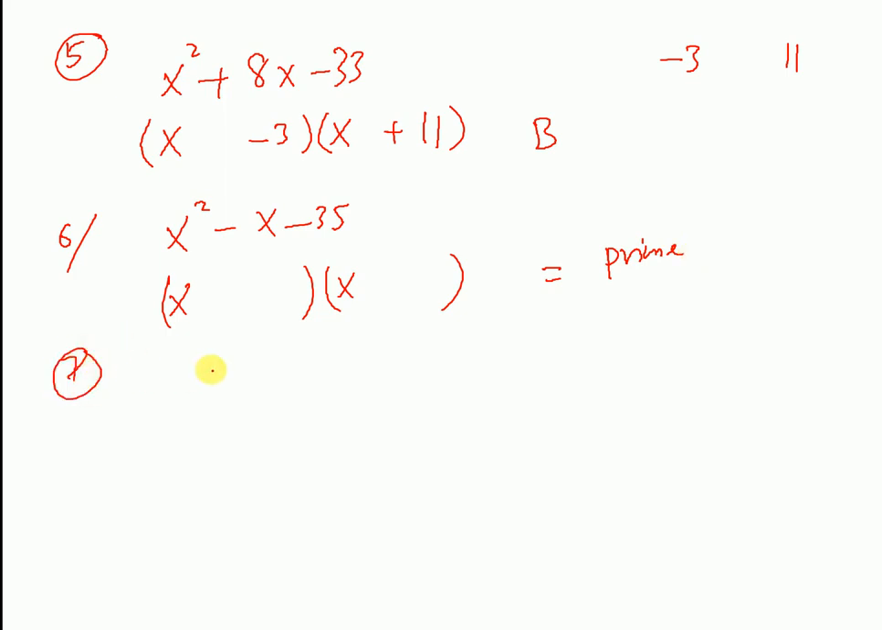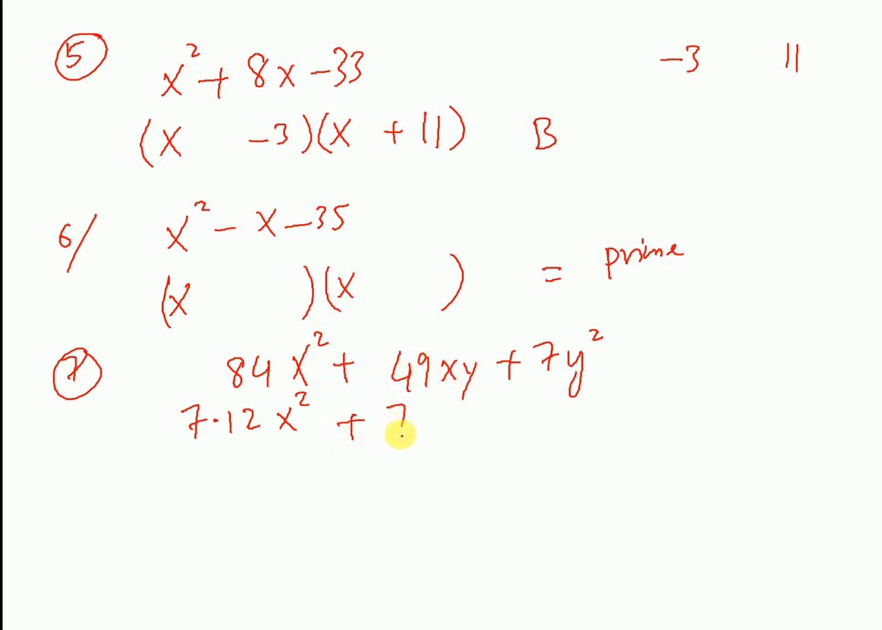Number 7, factor completely. We have 84x squared plus 49xy plus 7y squared. 84 can be rewritten as 7 times 12 and then x squared. 49 is 7 times 7 and then xy, of course 7y squared here. It looks like 7 is a common factor, so I took out 7. I have 12x squared, I have 7xy, I have y squared.